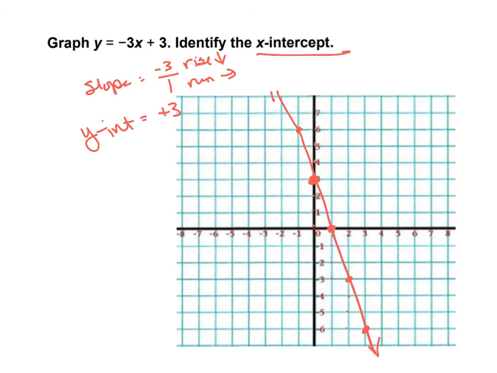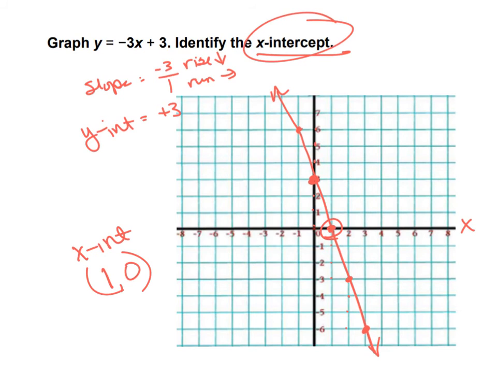Now, what we need to find, though, is our x-intercept. Where does our graph cross the x-axis? It crosses it at 1. So our x-intercept is 1, and then y is always 0. So there's our x-intercept.